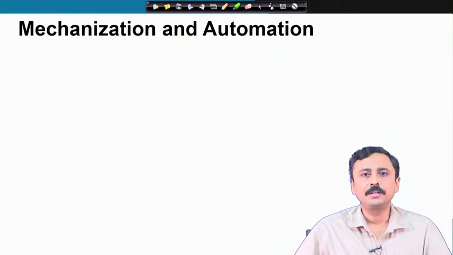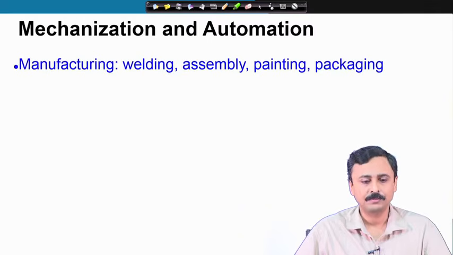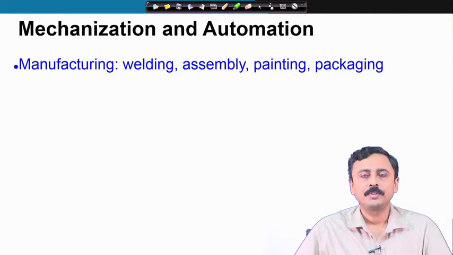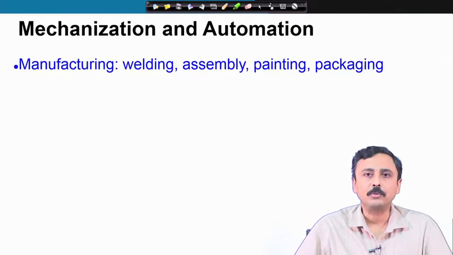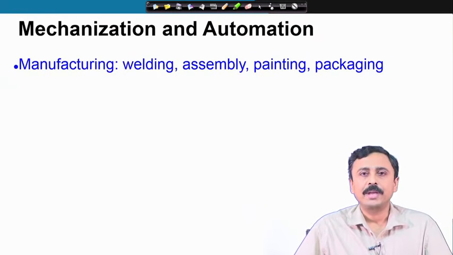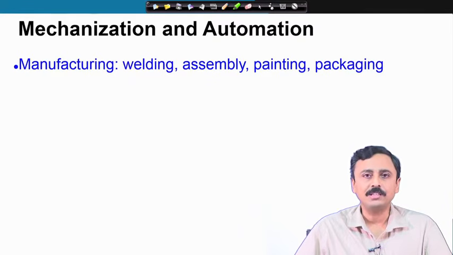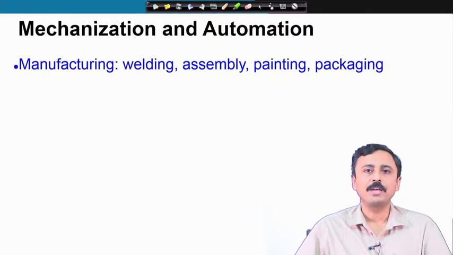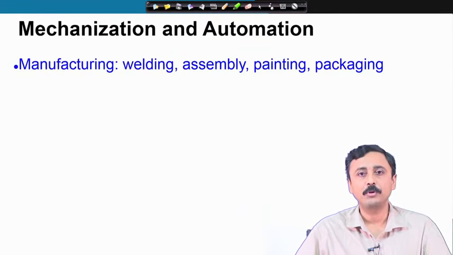You must have heard these terms, mechanization and automation. You are familiar with these terms. Let us begin by looking at some of the areas where mechanization and automation are of importance. Manufacturing. You know, the manufacturing process itself requires a lot of automation and mechanization. Welding, assembly, painting, packaging, these are mostly nowadays done by very special machines which are fully automatic, or by robots which are programmed.